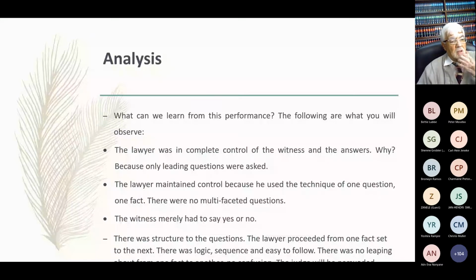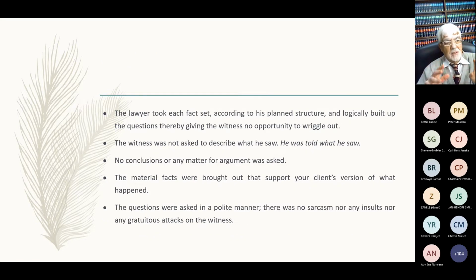Now let's look at what you can get out of this. The lawyer was in control. Why? Because he only asked leading questions. The lawyer maintained control because he used the technique of one question, one fact. No multifaceted questions. All the witness had to do was say yes or no. There was a structure to the question. The lawyer proceeded from one fact set to the next. The lawyer took each set according to a planned structure and then built up the questions without giving the witness any opportunity to wriggle out.